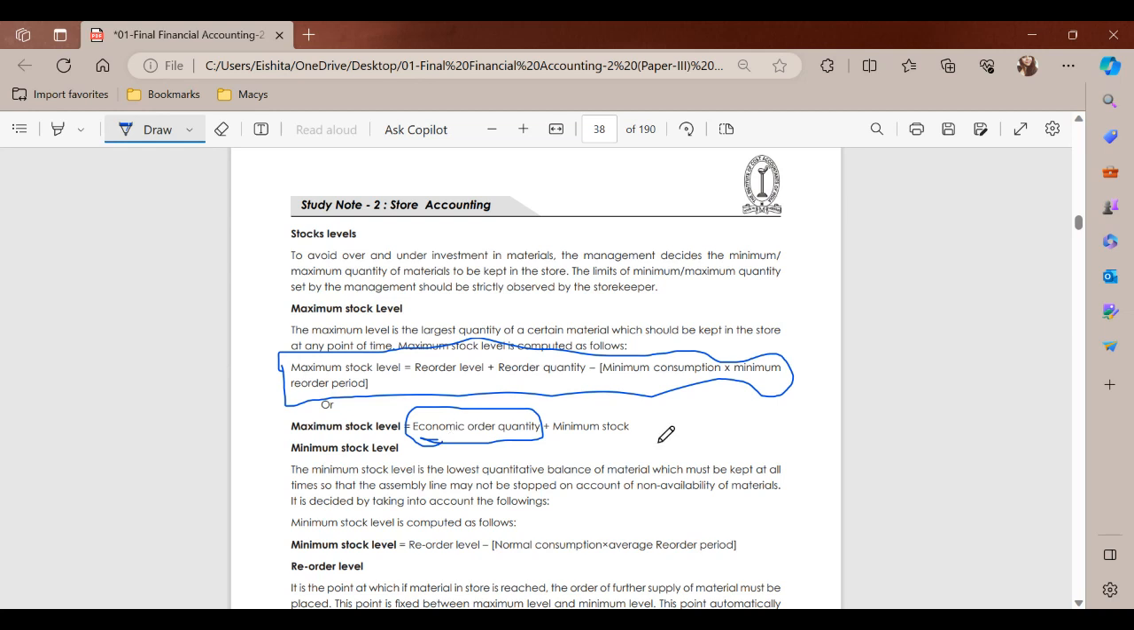EOQ is equal to the square root of 2AC upon O. A is your annual consumption, C is your carrying cost, upon O, the ordering cost. So what you will compute is EOQ.